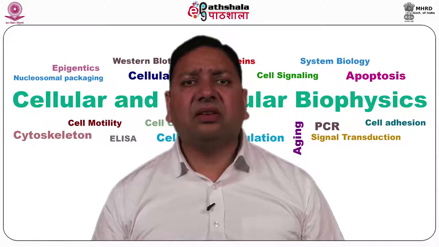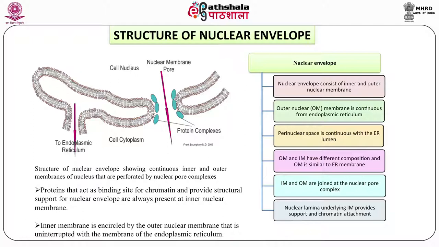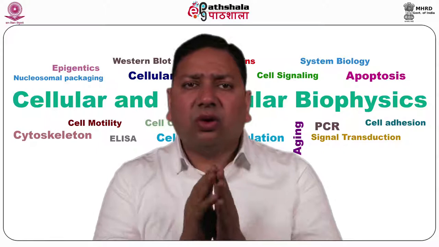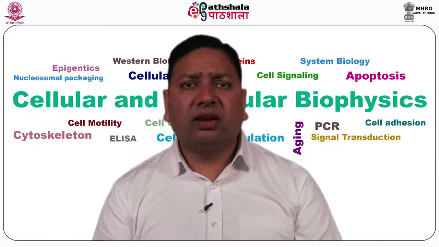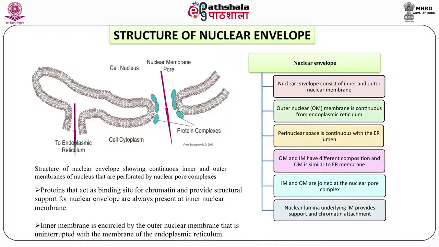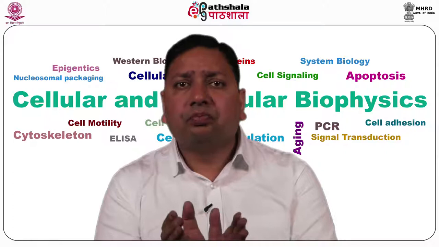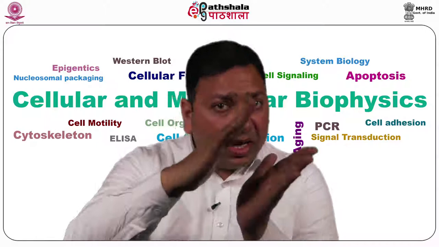Now coming to the structural components of nucleocytoplasmic transport. The nucleus is enclosed by two concentric membranes, called the nuclear envelope, which are perforated by pore complexes that we call nuclear pore complexes. If you see in the figure, you will find that the two membranes are separated. Even though the inner and outer membranes of the nucleus are continuous, they sustain discrete molecular components. For example, proteins that act as binding sites for chromatin and provide structural support for the nuclear envelope are always present at the inner nuclear membrane.